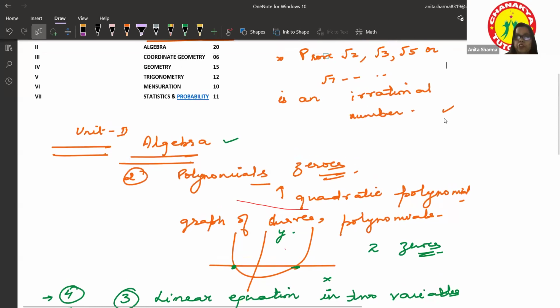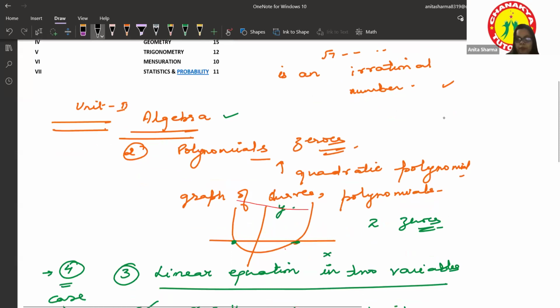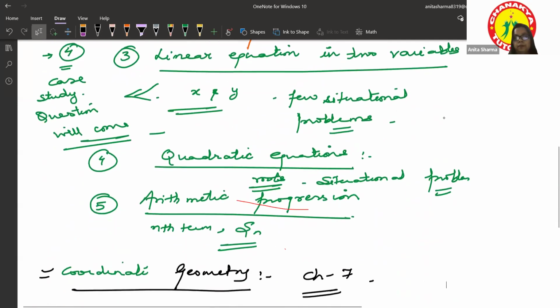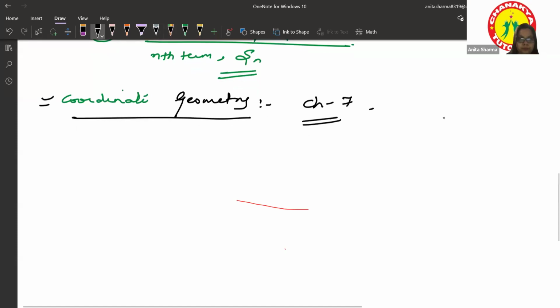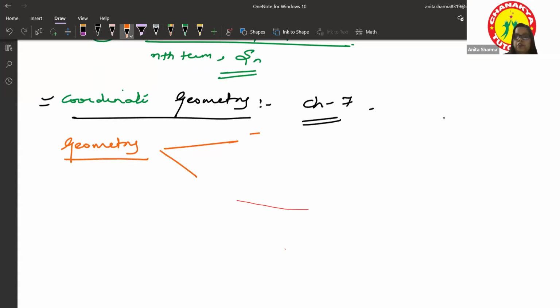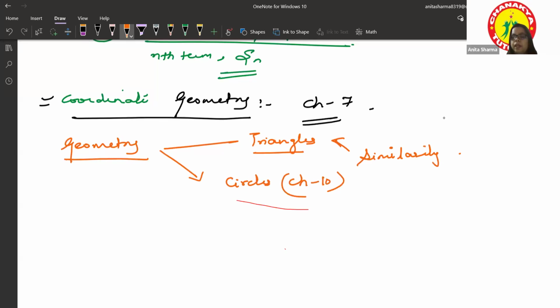So next chapter is of geometry. In geometry, 2 chapters are there. One chapter is triangles, in which one concept is their similarity. It is quite similar to congruency. And second chapter is circles. That is your chapter 10 in your NCERT, and the triangle chapter is chapter 6.